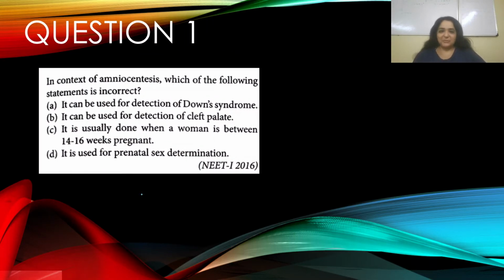Okay, so question number 1. In context of amniocentesis, which of the following statements is incorrect? This appeared in NEET 2016. So we have to find the incorrect statement. A. It can be used for detection of Down syndrome. B. It can be used for detection of cleft palate. C. It is usually done when a woman is between 14 to 16 weeks pregnant. And D. It is used for prenatal sex determination.